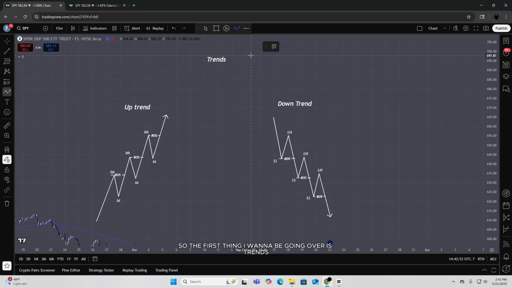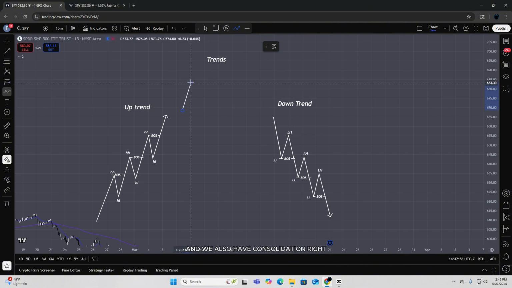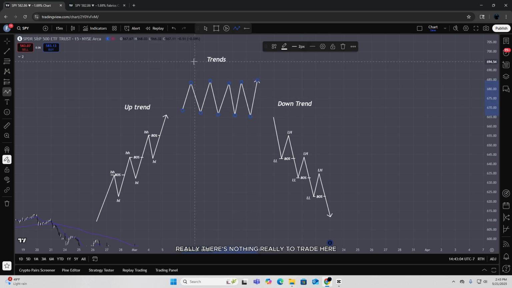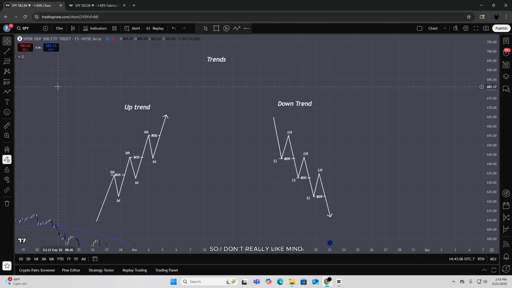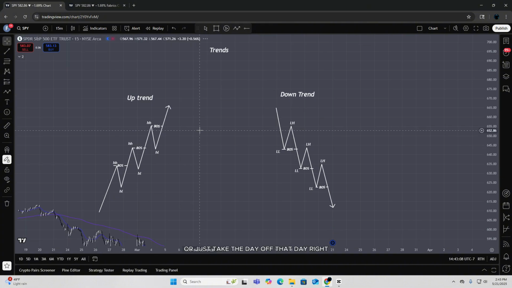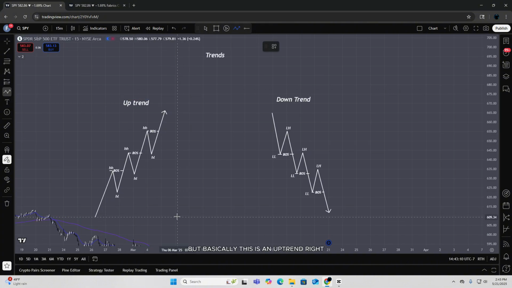The first thing I want to go over is trends. We have an uptrend and a downtrend, and we also have consolidation. Consolidation is basically just price going up and down, sideways. There's nothing really to trade here, so I just don't take a trade or just take the day off that day.